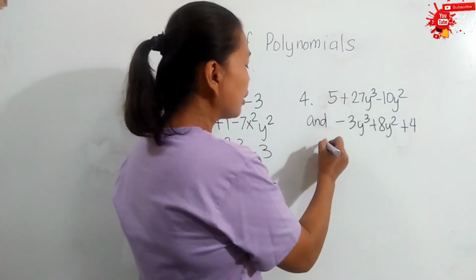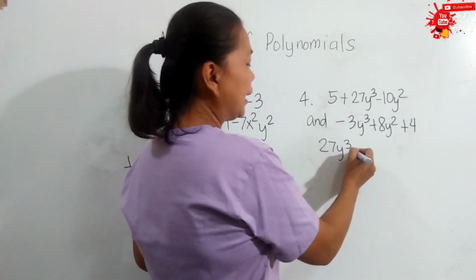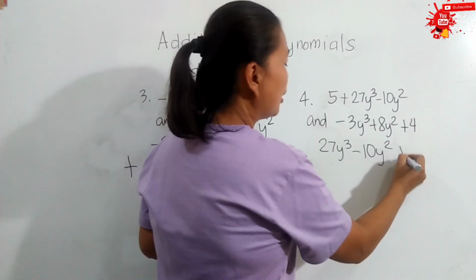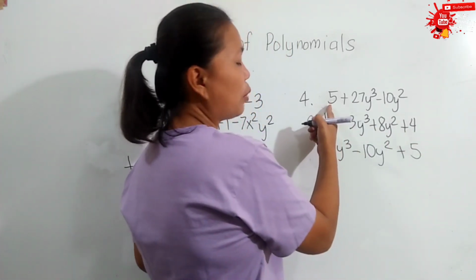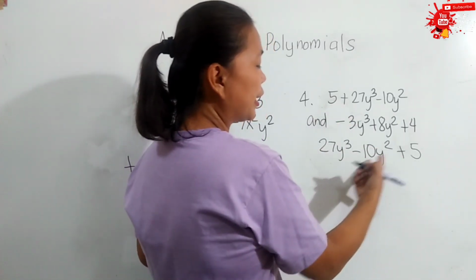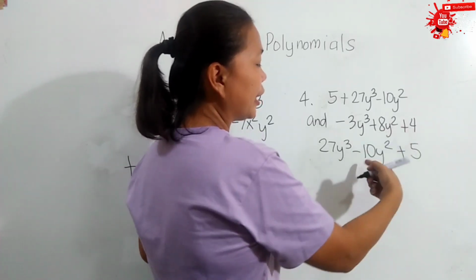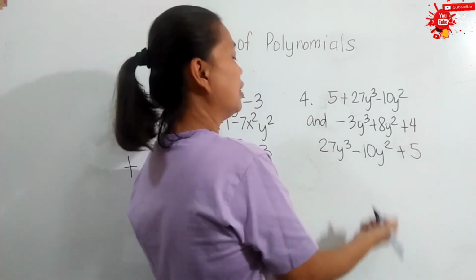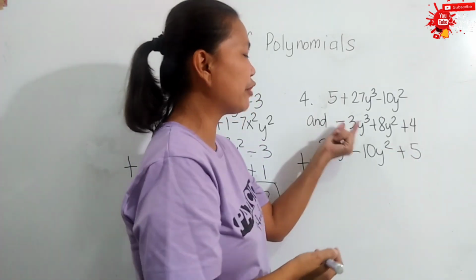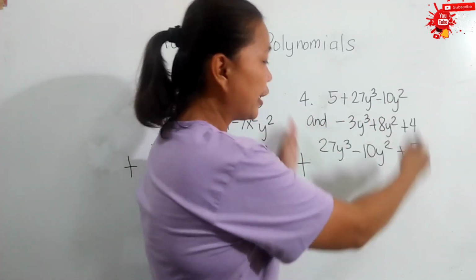So we will have 27y cubed followed by negative 10y squared. Then we have the constant term positive 5. So we put a positive sign here because we are separating it from negative 10y squared. So we have here plus 5. Then plus, we arrange negative 3y cubed plus 8y squared plus 4 to its similar terms vertically.